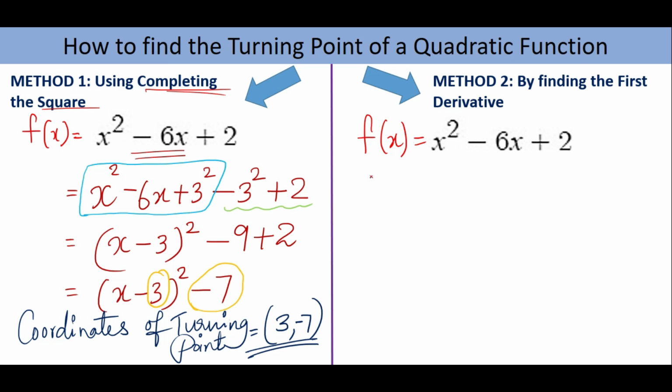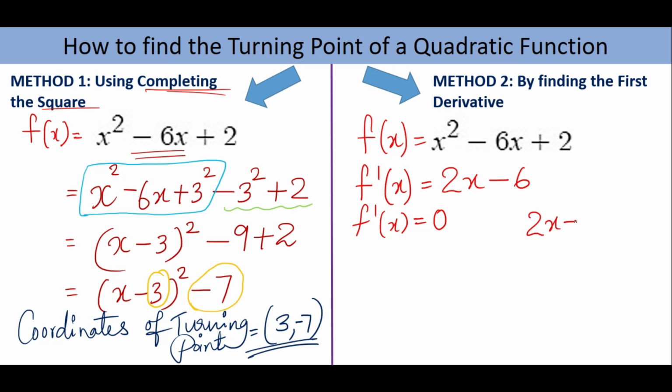Here, first I'll be finding the first derivative, which is 2x minus 6. And I know at the turning point, my gradient function f dash of x will be equal to 0. Using these two conditions, I will equate 2x minus 6 equal to 0 and find the value for x, which is x equals 6 by 2, giving me 3. Now x equals 3 is the x coordinate of the turning point.